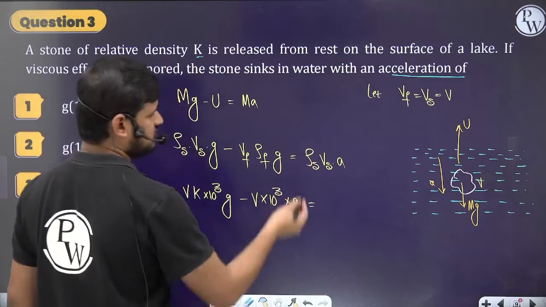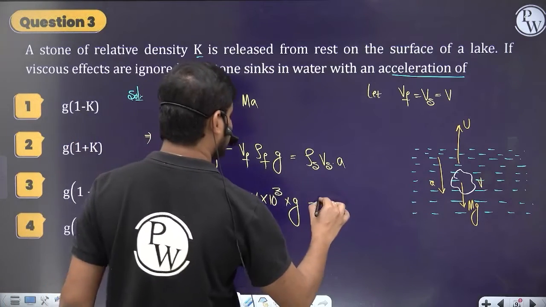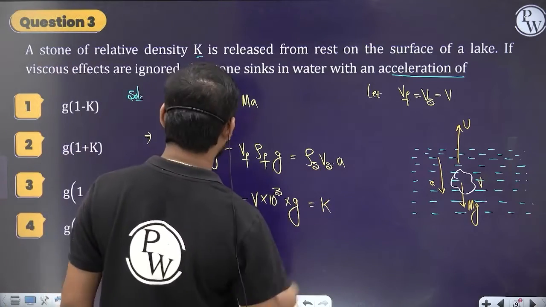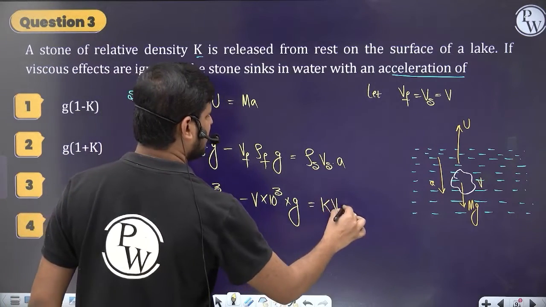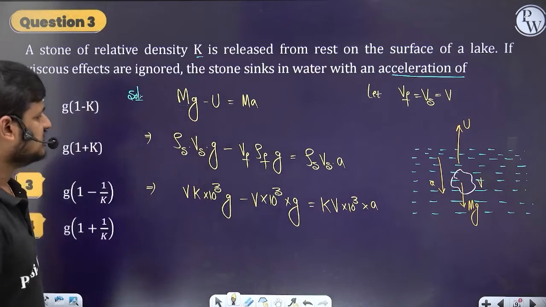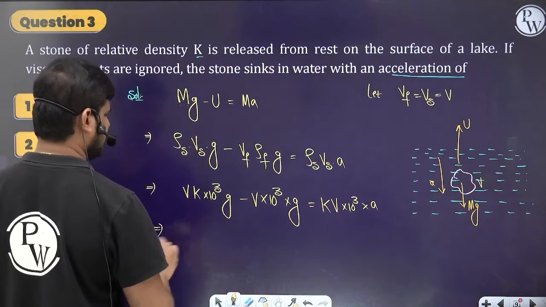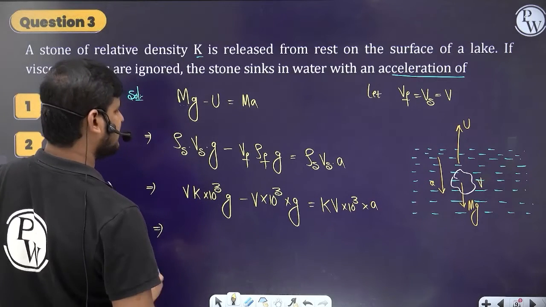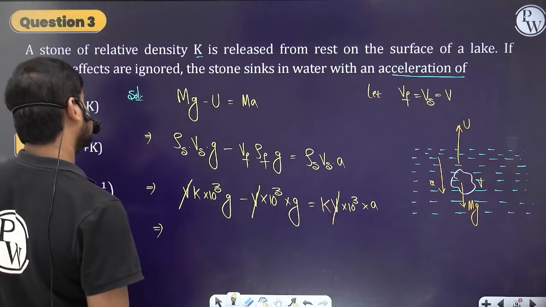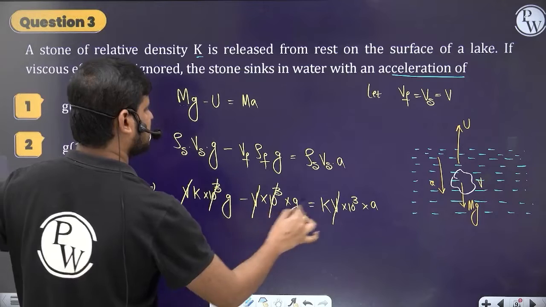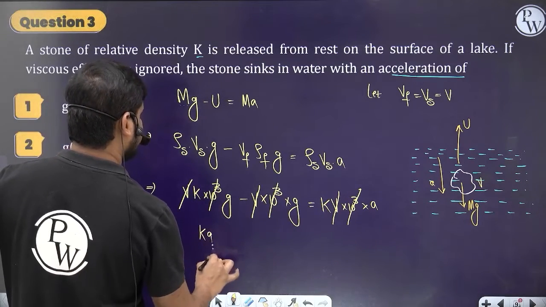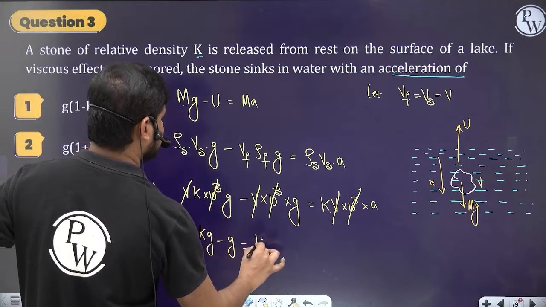what's the density of the stone? We can write k, the relative density, into the volume of the stone. What is the volume of the stone? V into 10 to the power 3 into the acceleration a. Yes. So now anything we can cancel? The v we can cancel, and 10 to the power 3 cancels on both sides. So I can write kg minus g is equal to k into a.